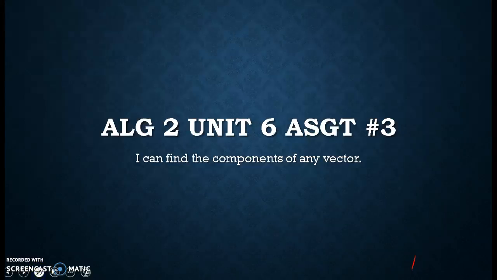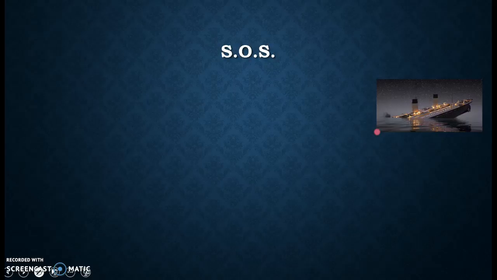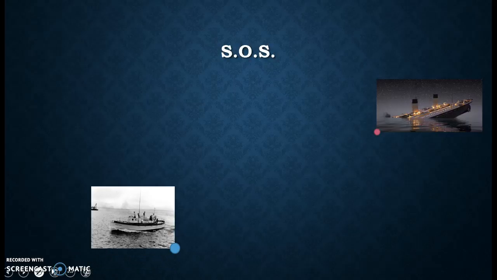All right, so in assignment number 3, we're going to be finding the components of vectors. So let's just take a look at this problem. We have the Titanic going down right here, and suppose that we had a Coast Guard ship at the same time that was nearby. The Titanic could have sent out an SOS signal to the Coast Guard so that the Coast Guard could have come and saved them.